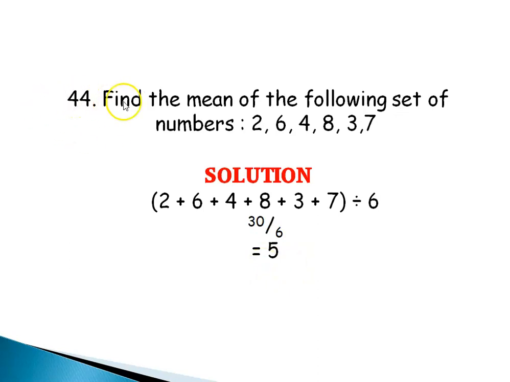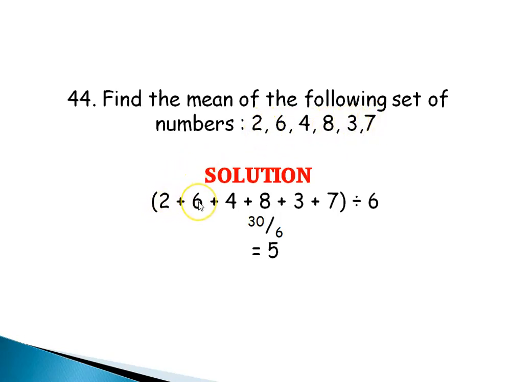Question 44. Find the mean of the following set of numbers: 2, 6, 4, 8, 3, and 7. Mean is the same thing as the average. I'm going to add all these numbers and divide by the number I have. I have 1, 2, 3, 4, 5, 6. So divided by 6. So let's do the addition.